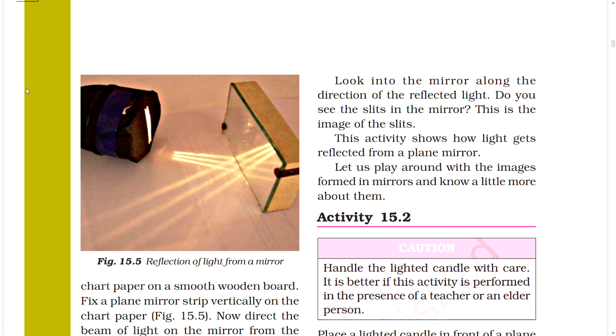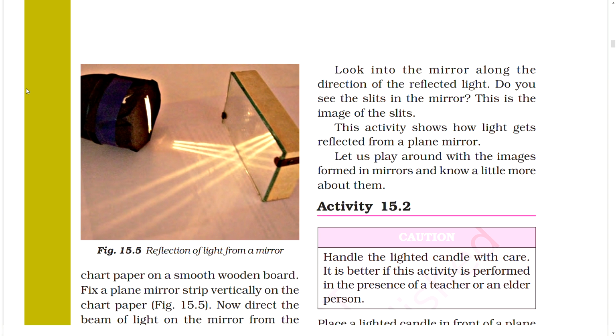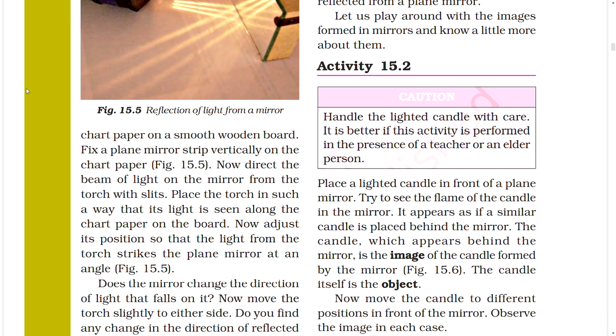Figure: reflection of light from a mirror. Chart paper on a smooth wooden board. Fix a plain mirror strip vertically on the chart paper. Figure. Now direct the beam of light on the mirror from the torch with slits. Place the torch in such a way that its light is seen along the chart paper on the board. Now adjust its position so that the light from the torch strikes the plane mirror at an angle. Figure.